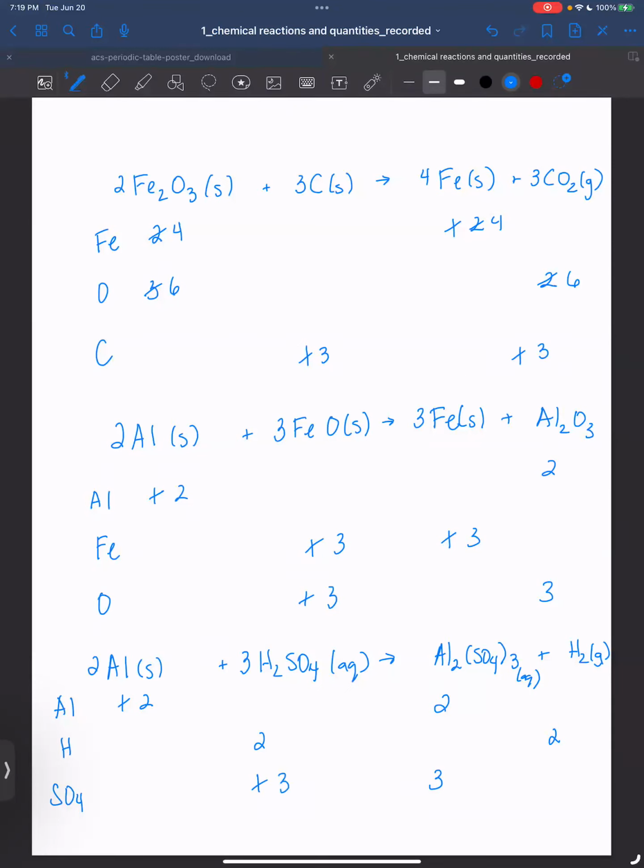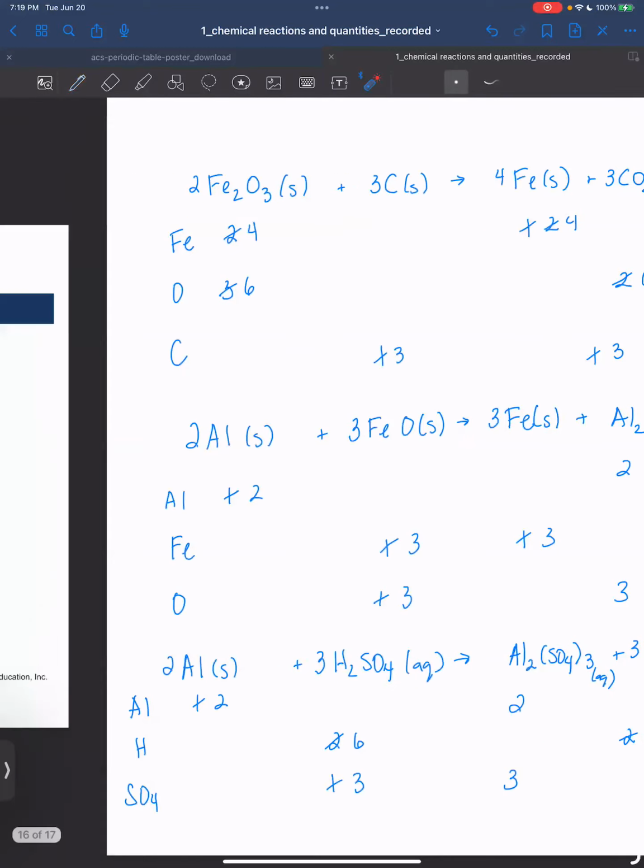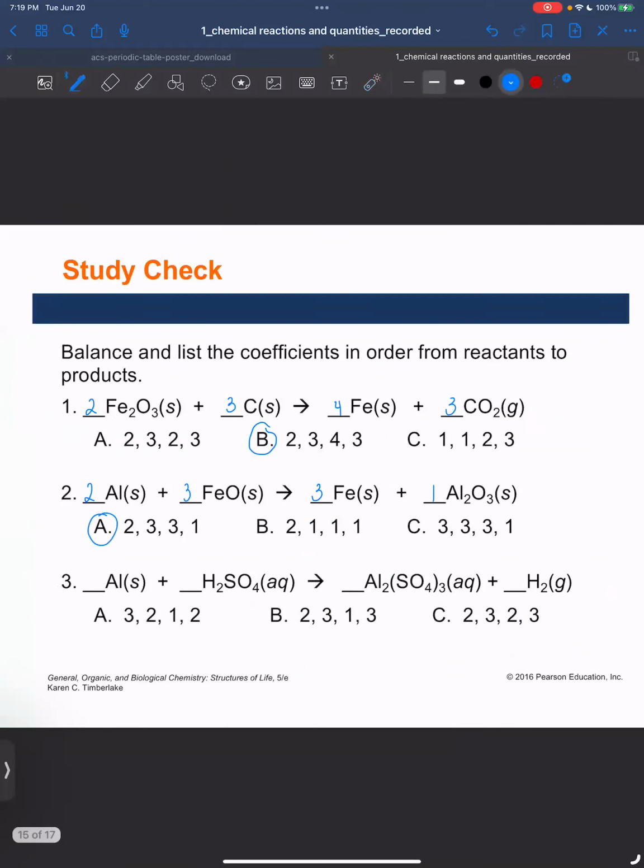But then that changes the number of hydrogens, which is 6. The 3 times 2 is 6. So what do I need up front here? I need a 3 up here to make that into 6. So the coefficients are 2, 3, 1, 3, which is answer choice B.